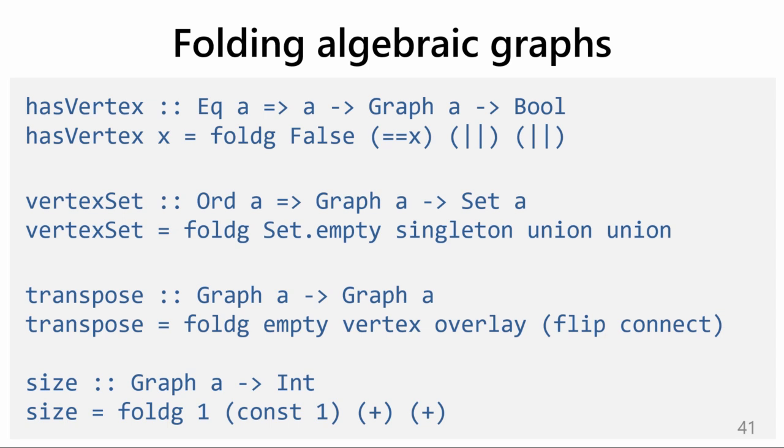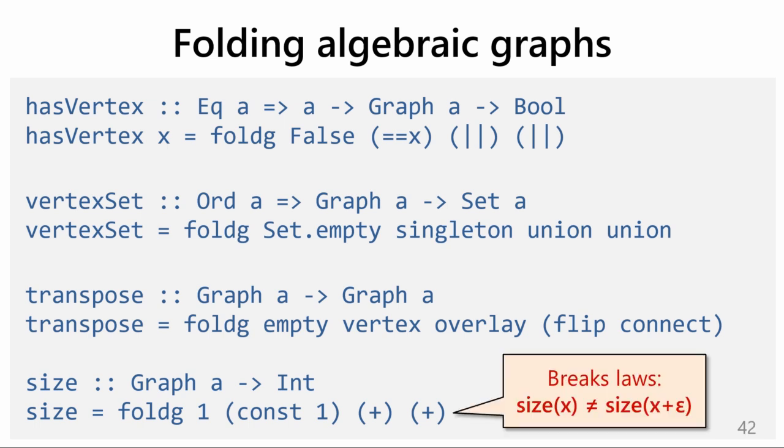Then transposition is interesting. You interpret your expression, but you flip the arguments to connect. This is not a very well-behaved function, but it's a useful function. This function breaks the laws. It calculates the size of the expression. But x and x plus empty are identical in our algebra, right? They represent the same graph. But these two expressions have different sizes. So you can observe the structure of your expressions by using a function like size.